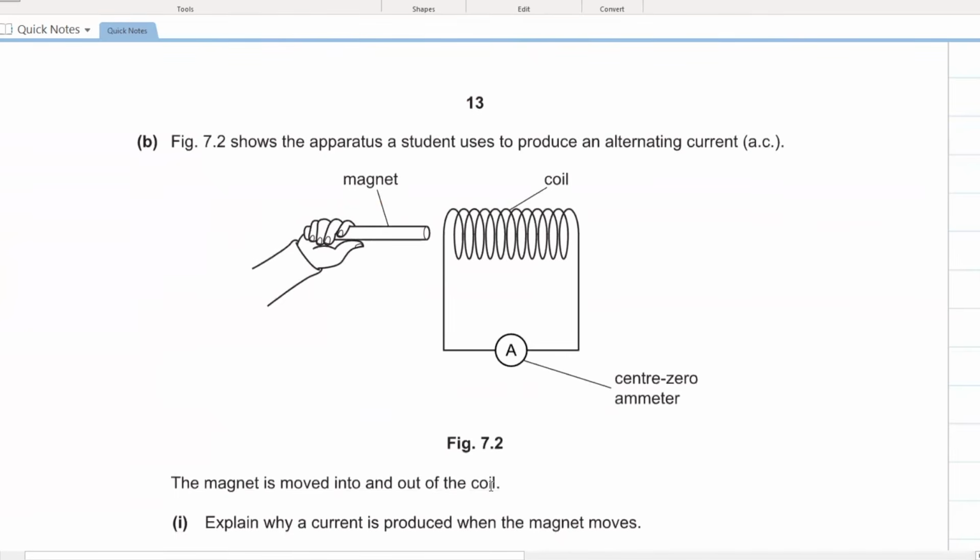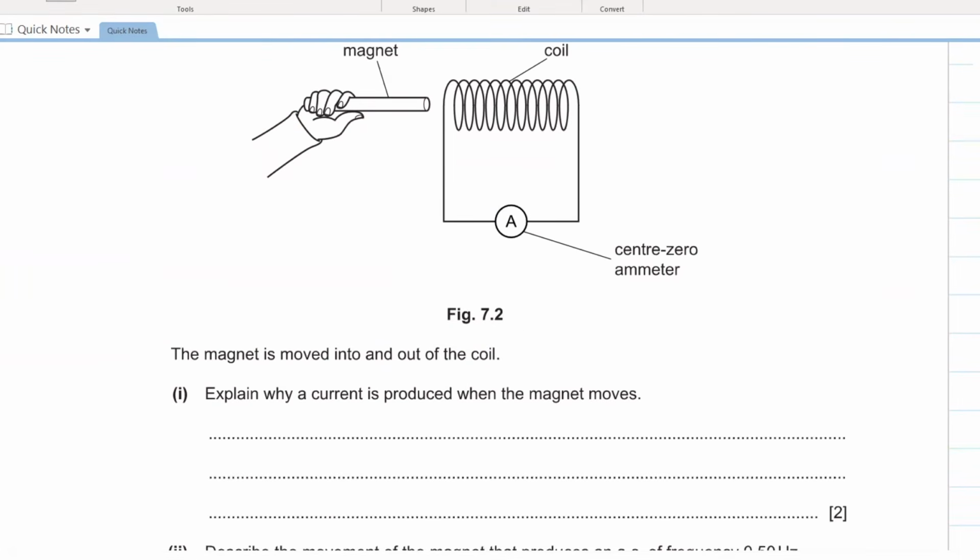Figure 4.2 shows the apparatus a student uses to produce an alternating current. We have a magnet, we have a coil, and we are trying to produce an alternating current. The magnet is moved into and out of the coil. Explain why a current is produced when the magnet moves. Because magnetic field lines cut with the coil, inducing an EMF.